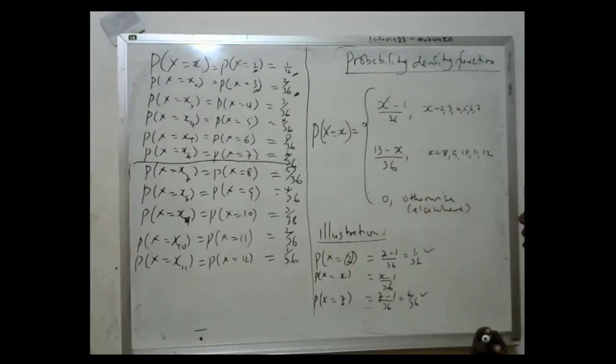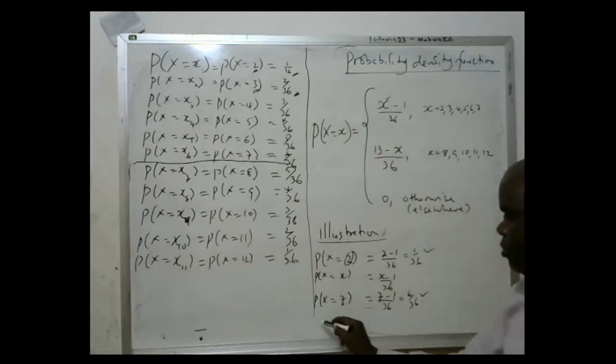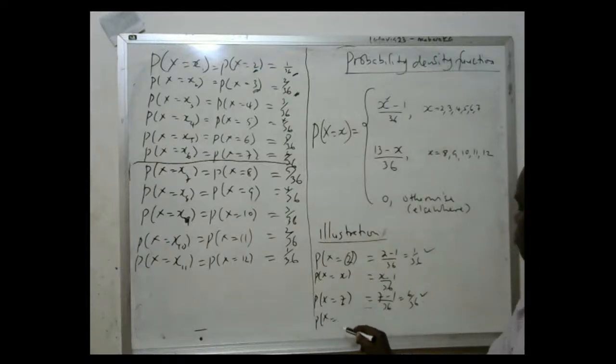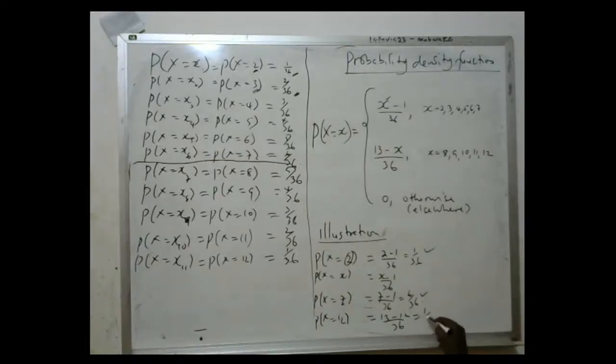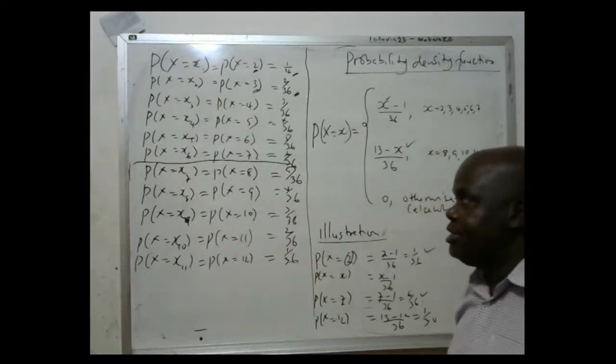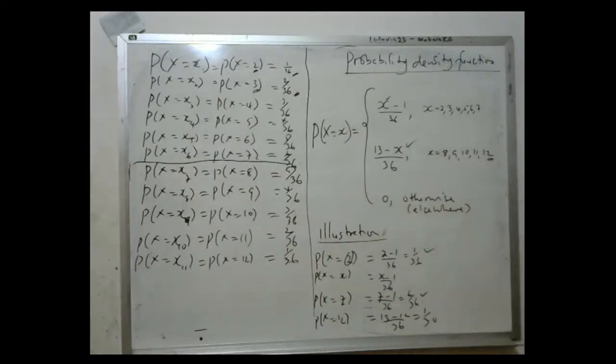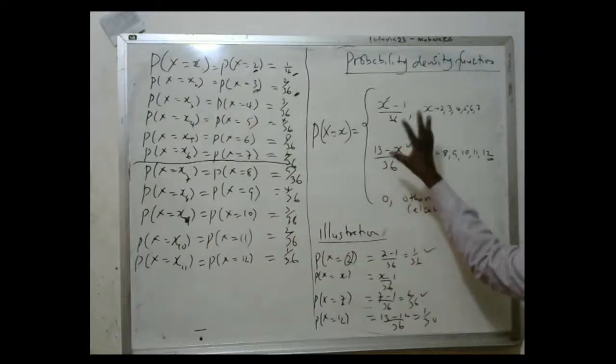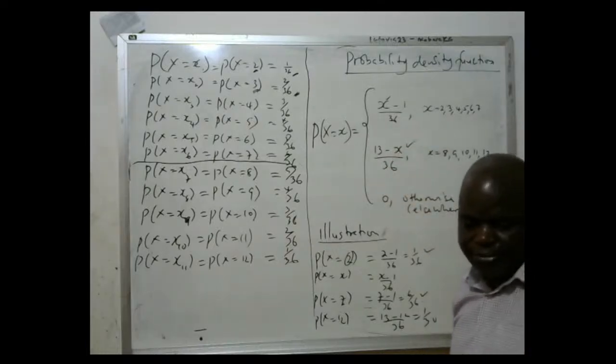So it's a PDF. Similarly, I could also say the probability of x is equal to 12 shall be equal to 13 minus 12 over 36. This is equal to 1 out of 36. And I consider this one and I substitute there. So it's a PDF because it allocates the respective probabilities. So it's called a probability density function.